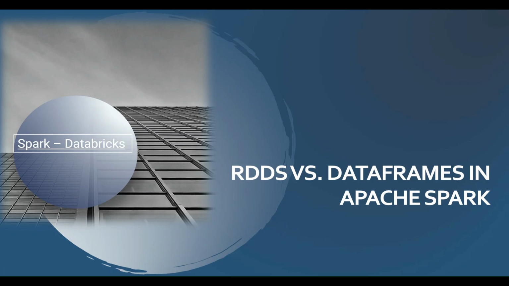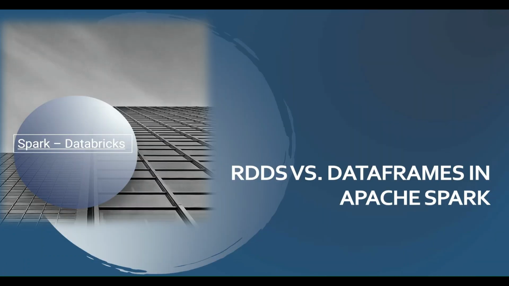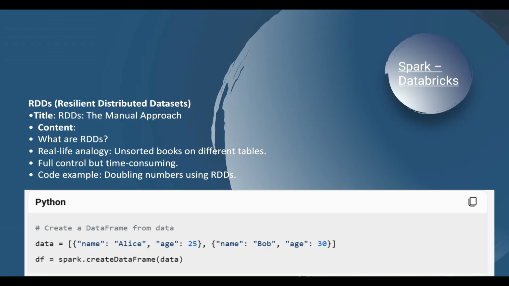So let's discuss. First we'll discuss the RDD. RDDs are like a basic, manual way of managing books. Imagine you are at a large library. The books are the data, and the librarian is Spark.